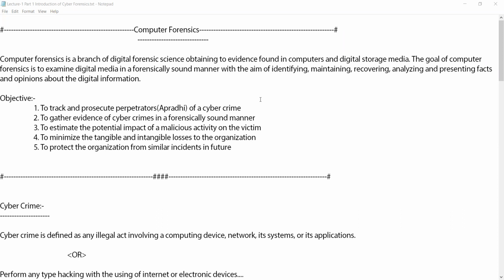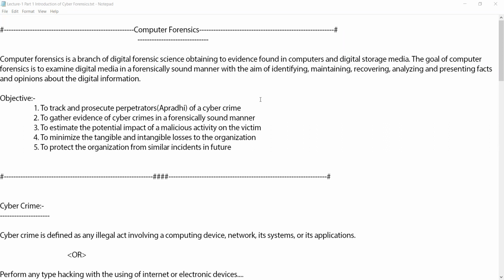So what is computer forensics? We can say that it's just a branch of digital forensic science, and in this we can obtain as well as govern the different types of evidence found from different types of computing devices, that is, computers and digital storage media. So overall, computer forensics is a branch of digital forensics in which we obtain evidence found in computers as well as digital storage media, which are called computing devices.